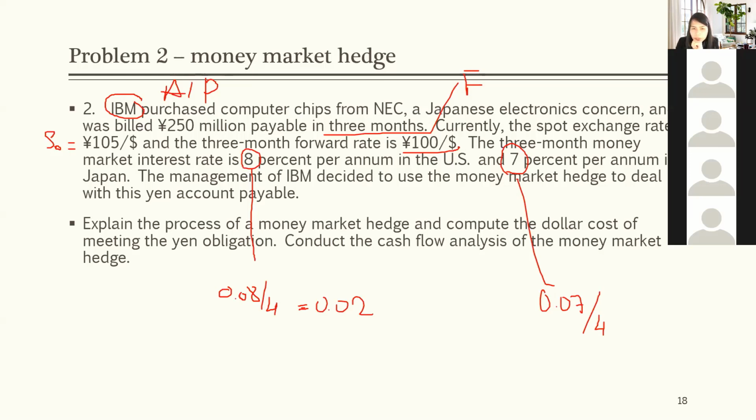So the management of IBM decided to use money market hedge to deal with the yen account payable. So in this case, I want to hedge 100% of this account payable using money market hedge. What is the dollar cost of the hedge? And show the cash flows involved in the hedge.